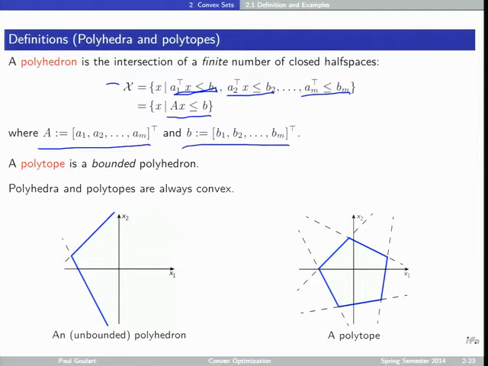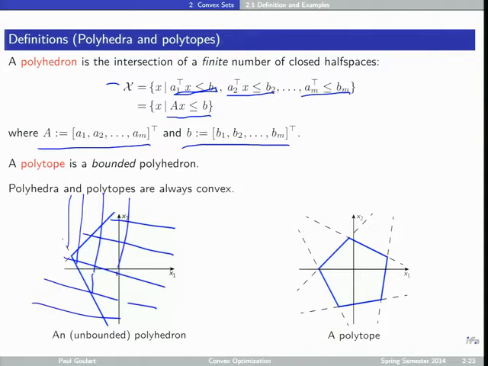Then the first row maybe tells me that I have to be on this side of this plane. And the second row tells me I have to be on this side of the other plane. And so the intersection, or the region that satisfies both of these things, is just the gray bit. And so I would describe a set like this as a polyhedron.